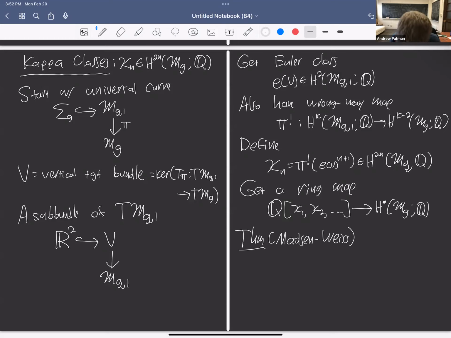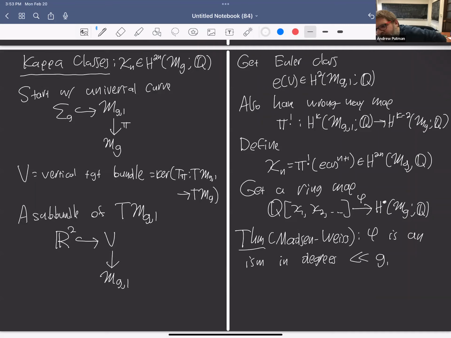This was a conjecture of Mumford that says that this map, which I'll call phi, is an isomorphism in degrees that are small compared to the genus. So in degrees that are much less than the genus.